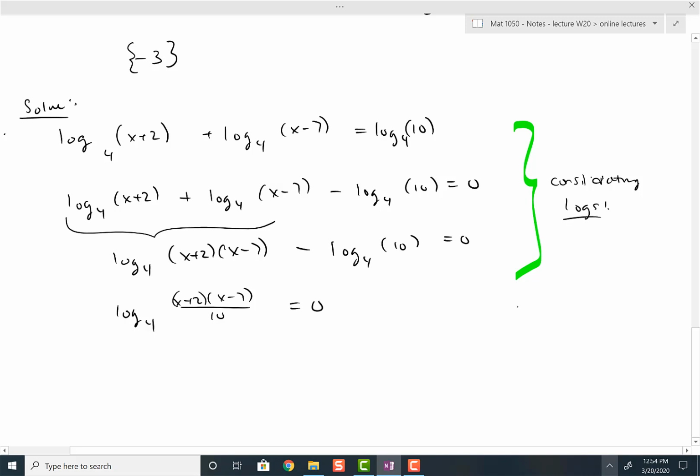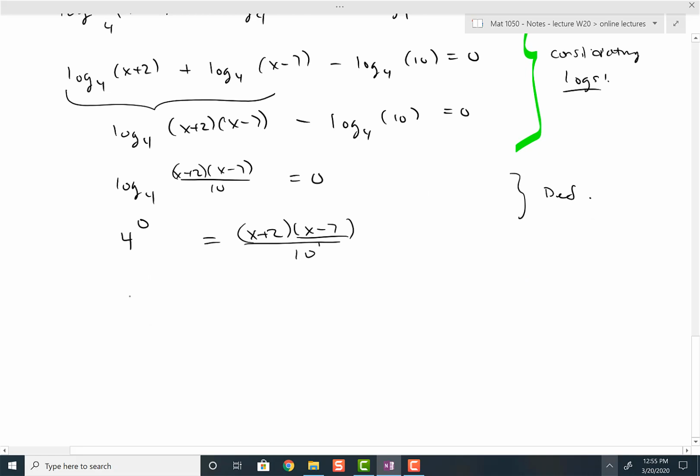Okay, now we're going to use the definition next. So it says 4 to the 0 power has to give me x plus 2 times x minus 7 over 10. Okay, easy. Now, welcome back to chapter 5. This is 1 equals x plus 2 times x minus 7, and I'm going to clear the fraction because who wants to deal with that 10 down there? I'm going to multiply both sides by 10.